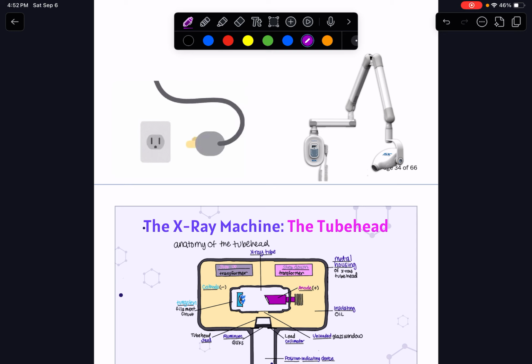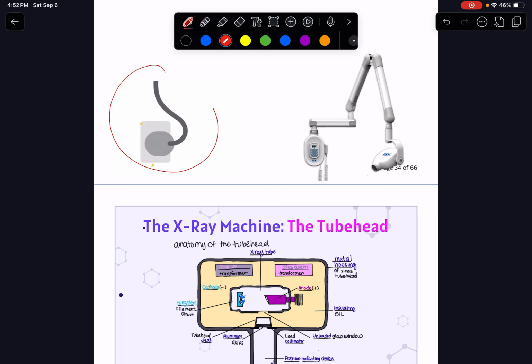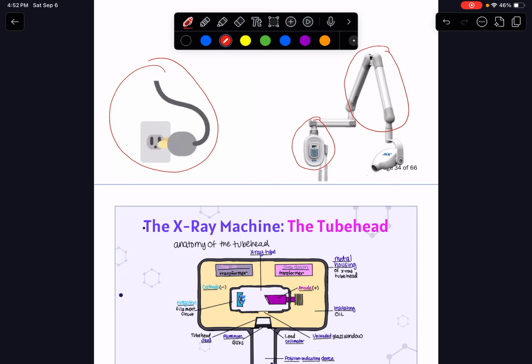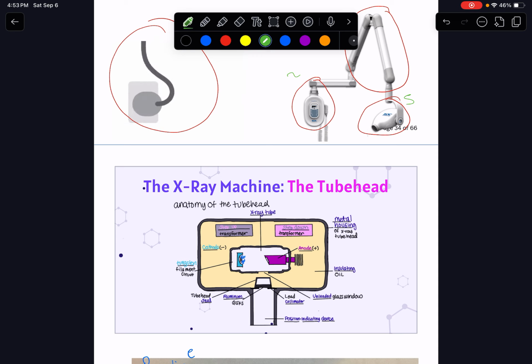This part I think you guys already know, but just for visual, all that slide is saying is that the electricity travels through the power cord. Through the cord, it goes straight to the control panel. Through the control panel, it goes straight to the extension arm, and then straight to the tube head. So it goes in order: from the cord to the control panel to the extension arm to the tube head. Now let's go to step two.